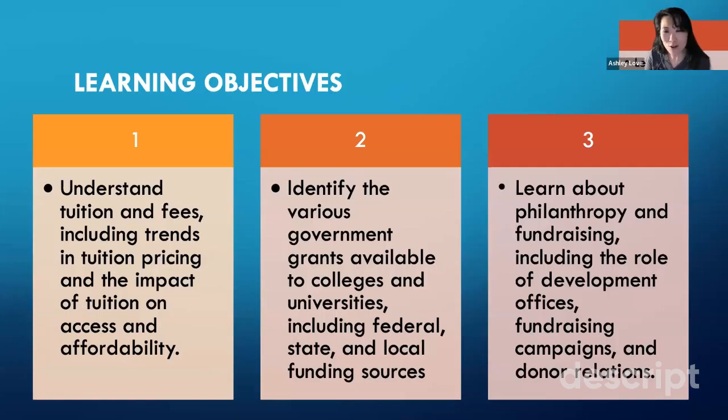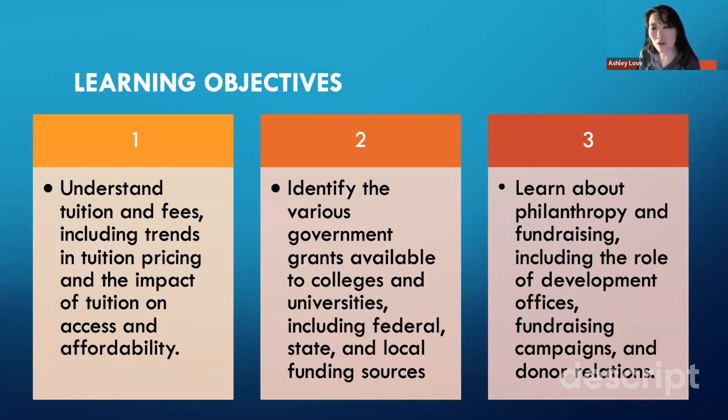So, today we're going to specifically look at the tuition and fees, including trends in tuition pricing. It has increased dramatically. And the impact of tuition on access and affordability. We're also going to look at various government grants available to colleges and universities, especially public universities. Ours is private, so we do qualify for some things, but not as a public institution. So federal, state, and local funding, as well as gifts and endowments, etc.